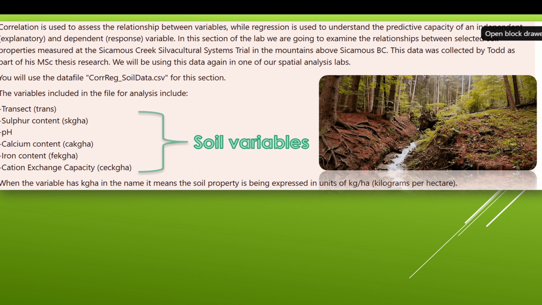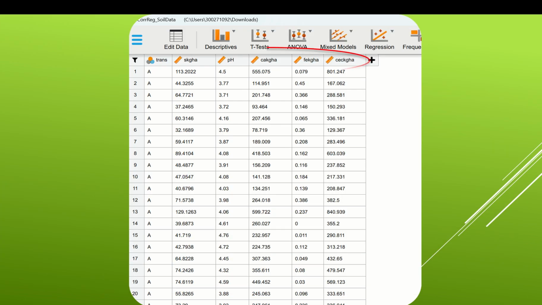Okay, so again, the data file that we're going to be looking at today in JASP is the CSV file core reg soil data. This file contains a bunch of different variables relating to the chemistry of soils taken at different locations in southern BC. So things like sulfur content, pH, calcium content, iron content, and the cation exchange capacity. These are the variables that we're going to be looking at in today's lab. If you open up that CSV file in JASP, you can see those variables right there at the transect.